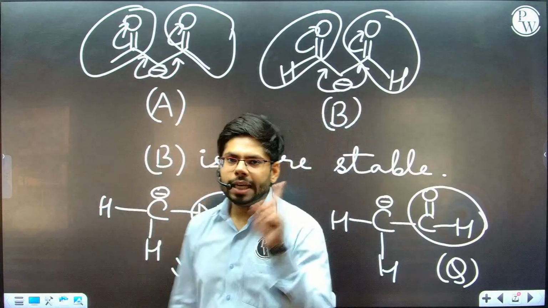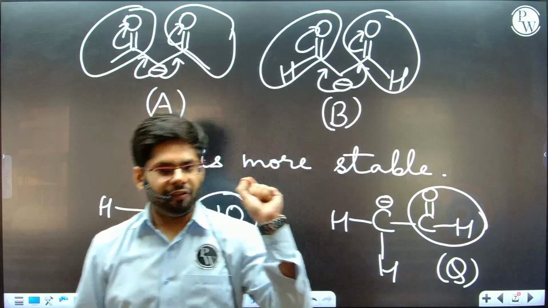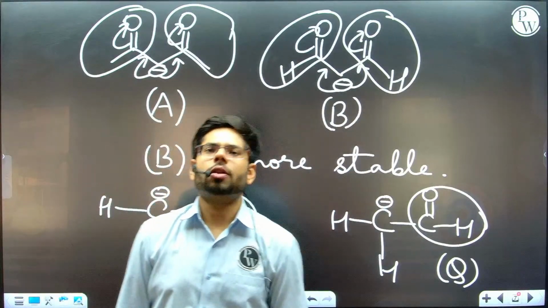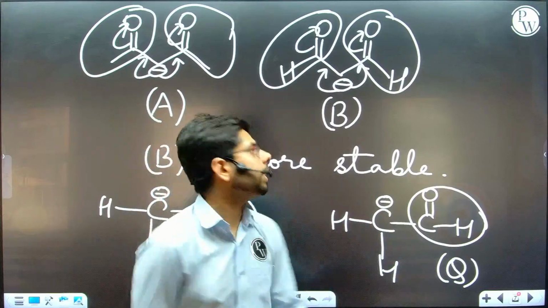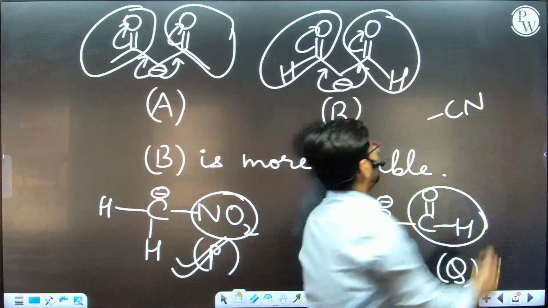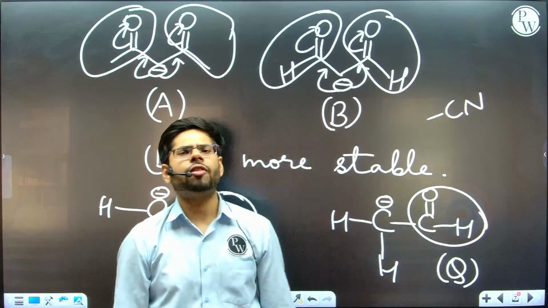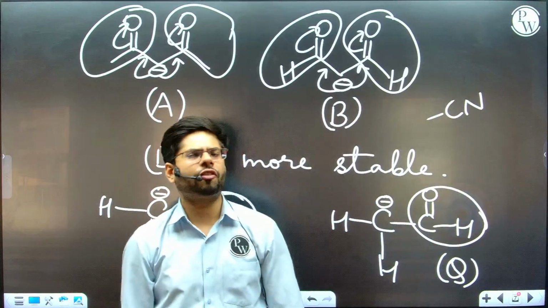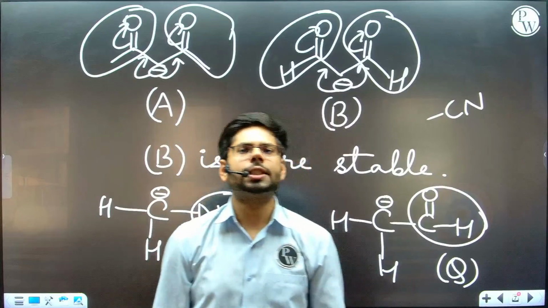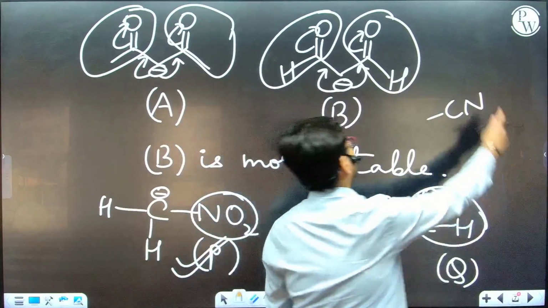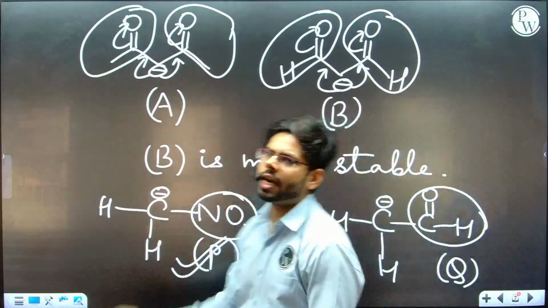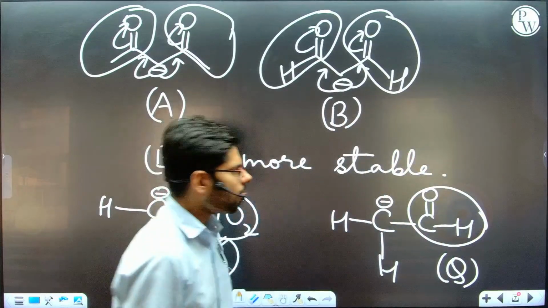So minus M effect of NO2 is very, very strong. The minus M effect, or minus R effect, of NO2 is stronger than the minus M effect of CN. Minus M effect of CN is stronger than minus M effect of aldehyde. Minus M effect of aldehyde is stronger than minus M effect of ketone, and minus M effect of ketone is stronger than minus M effect of ester. This is the sequence which will help you again and again in multiple problems.